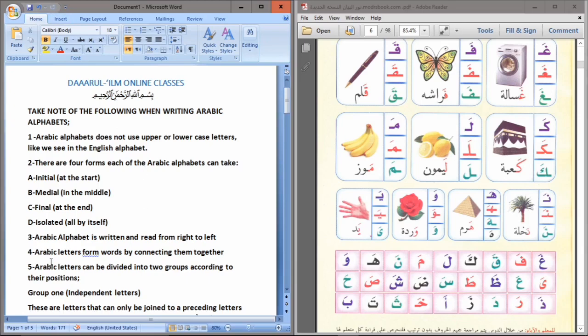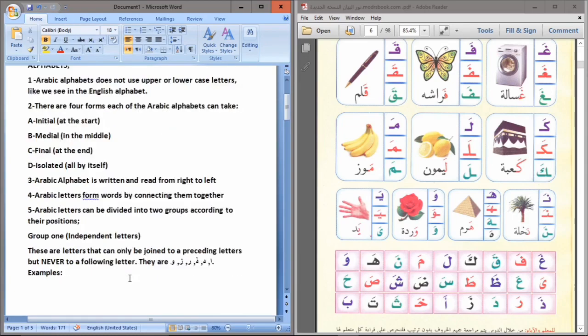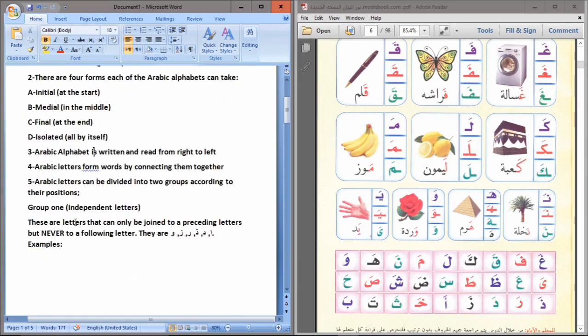5 is that Arabic letters can be divided into 2 groups according to their positions. So letters are of 2 groups. The first group is the independent letters. What are independent letters? These are letters that can only be joined to a preceding letter, but never to a following letter. And these independent letters are 6. They are Hamza, Dal, Za, Ra, Zai, and Waw.